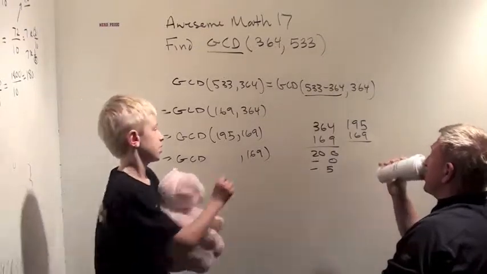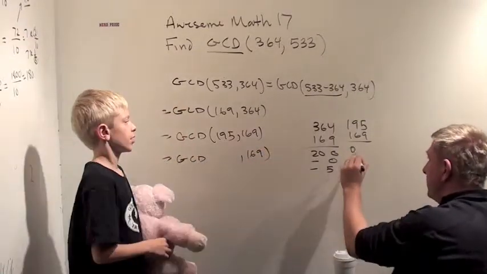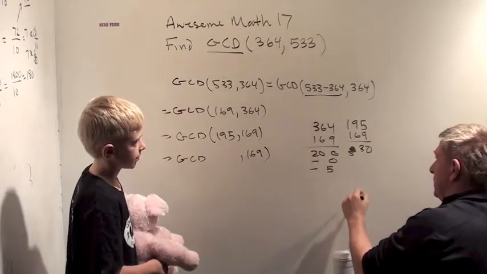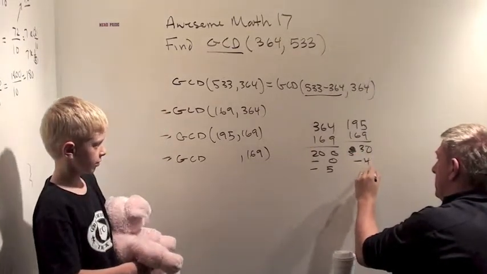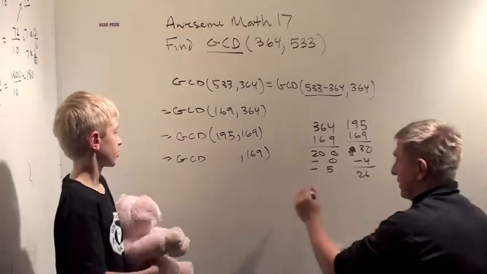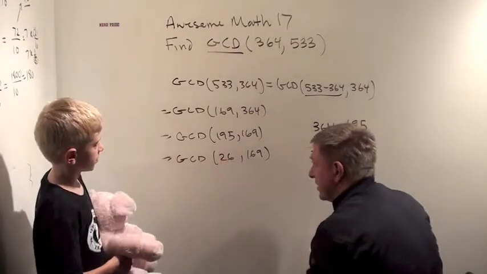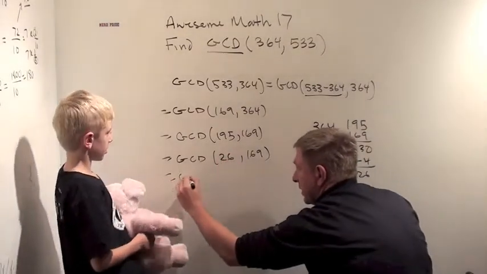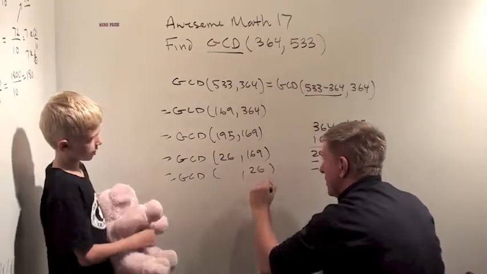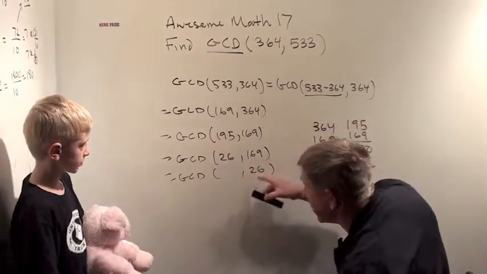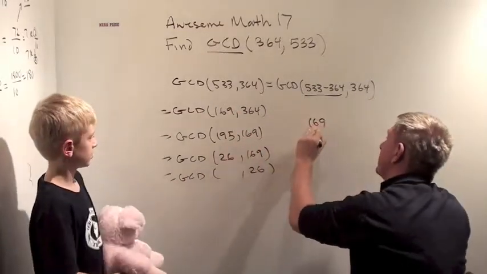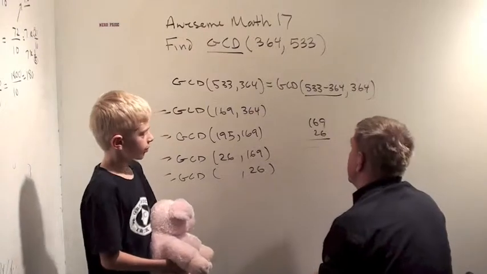And that, 30, and then minus 4, so 24. No, 26. 26 and 169. So okay. Then we gotta subtract 169 minus 26. Whoa, okay. So now we're getting down to pretty small numbers. And fairly quickly, too. 169 minus 26 is?